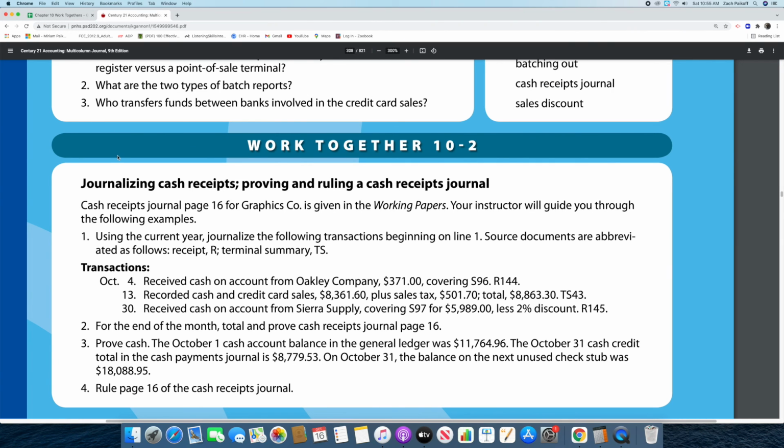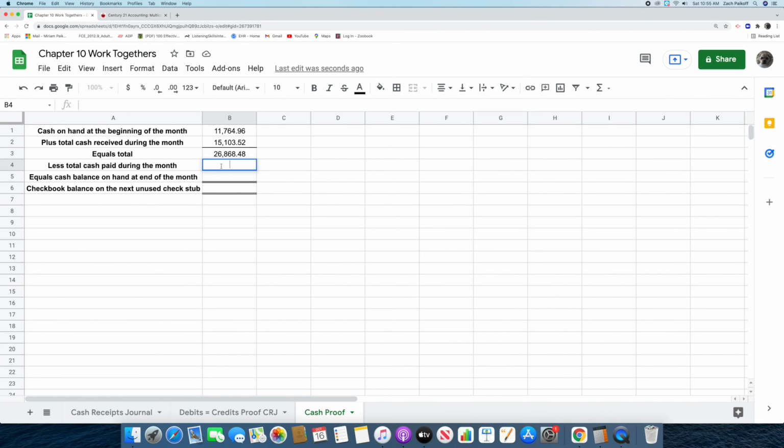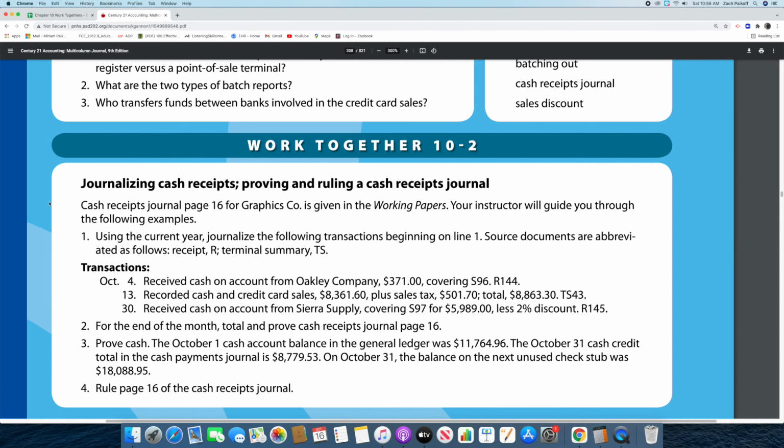We are then going to subtract that number from the total cash paid during the month, which was also given in the book. That was $8,779.53. And if we take these two numbers and subtract them, so if we type in equals, take the $26,868.48, subtract it from the $8,779.53, that will give us the cash balance on hand at the end of the month, which is $18,088.95.